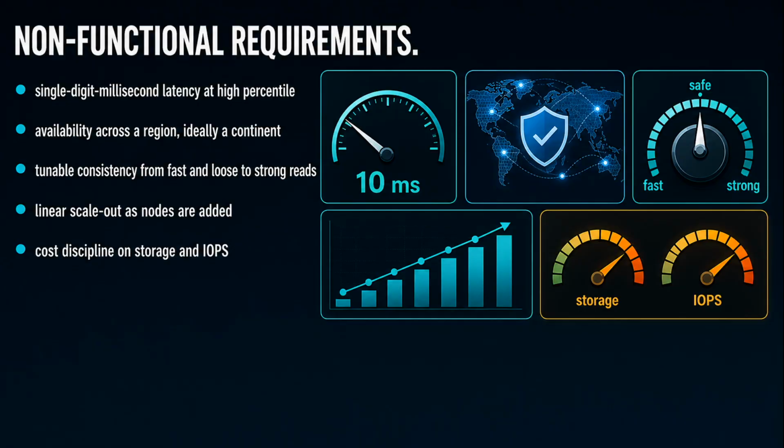Non-functional requirements set the harder bar. Latency in single-digit milliseconds at high percentile, not at the median. Availability across a region, ideally a continent. Tunable consistency, from fast and loose to strong reads. Linear scale-out as nodes are added. And cost discipline, because storage and IOPS are real money at this scale. And the consistency knob is the one that surprises new operators. A key value store does not have one consistency story. It has whatever the caller asked for. Right. The cluster lets the application decide, per call.